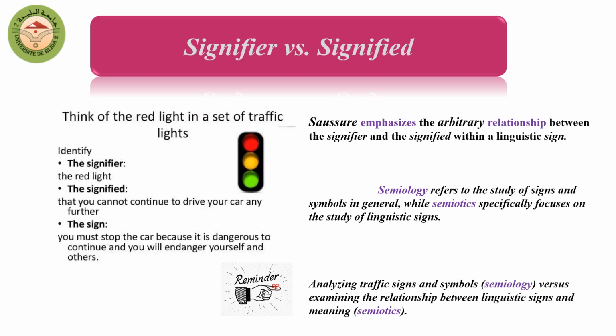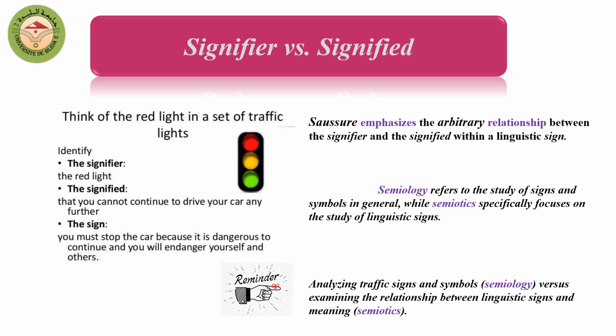The second example, think of the red light in a set of traffic lights. The signifier is the red light. The signified is that you cannot continue to drive your car any further. The sign: you must stop the car because it's dangerous to continue and you will endanger yourself and others. Saussure emphasizes the arbitrary relationship between the signifier and the signified within a linguistic sign.